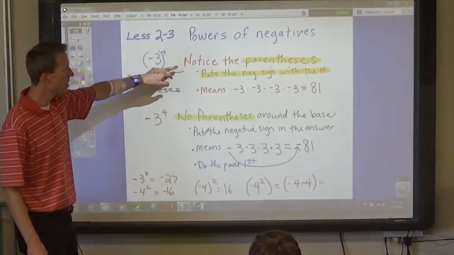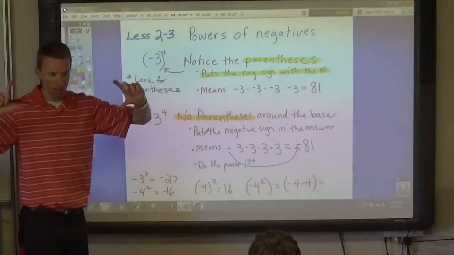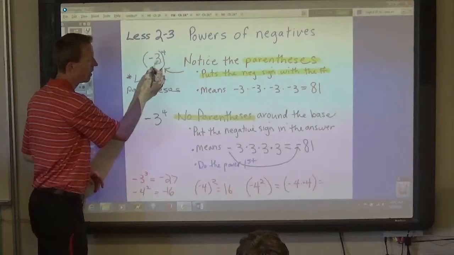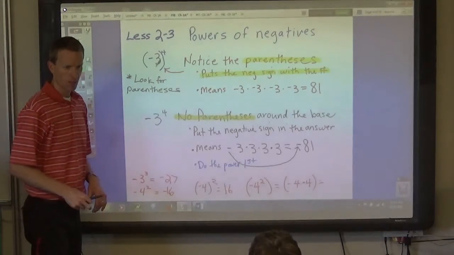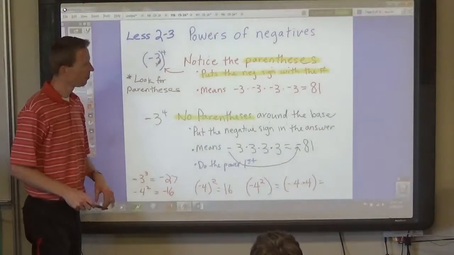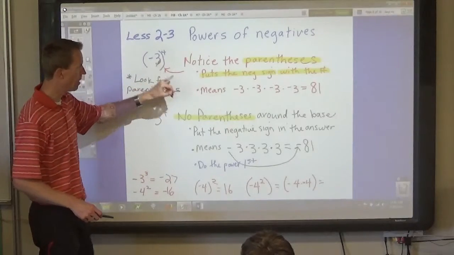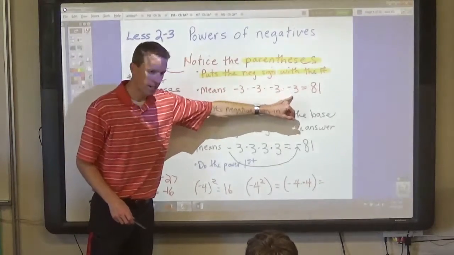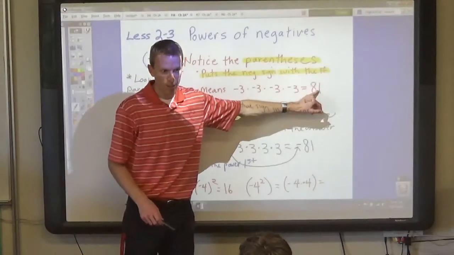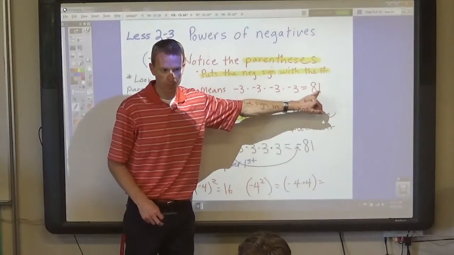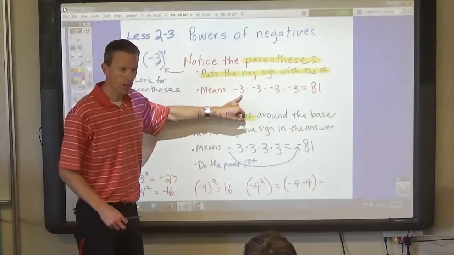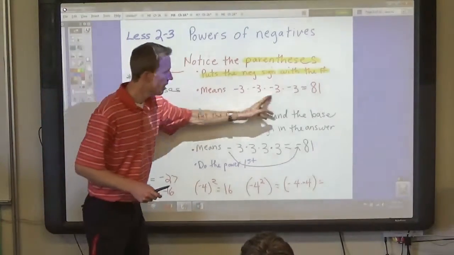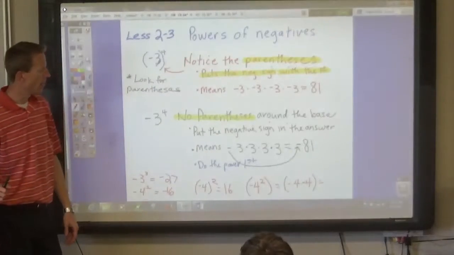Now, what that parentheses does is it puts the negative sign with the number so that this whole thing is the base in the power. Okay? The -3 is the base, which means you're multiplying -3 times -3 times -3 times -3, and you end up with a positive 81. Since the negative sign is part of the base, because it's in the parentheses, these cancel all out, and it's 81.